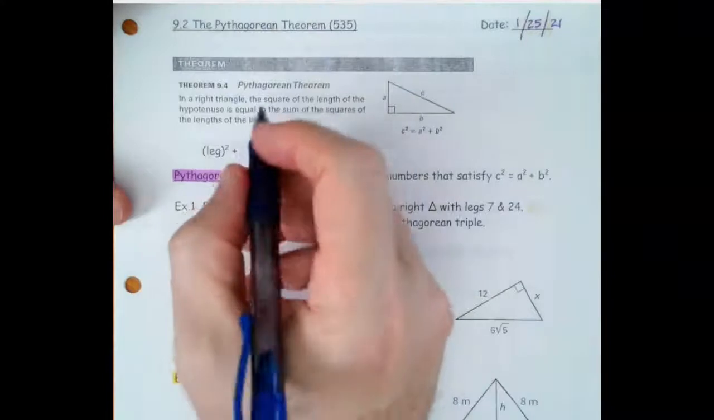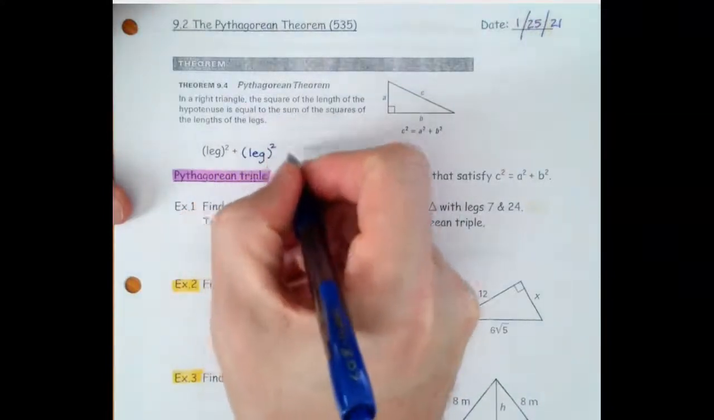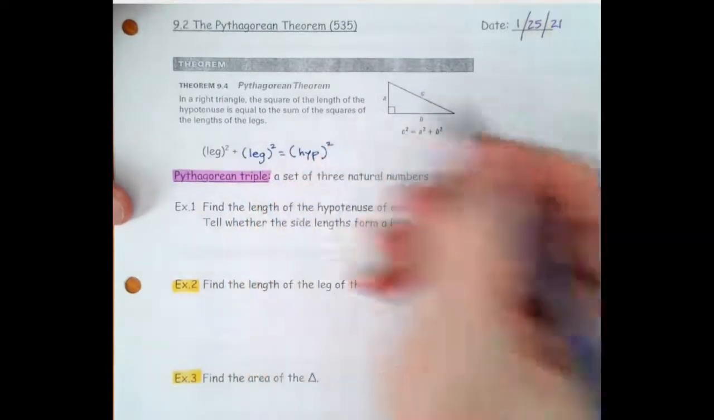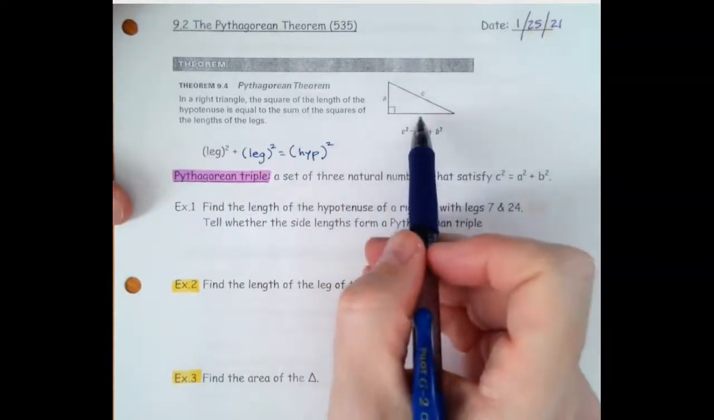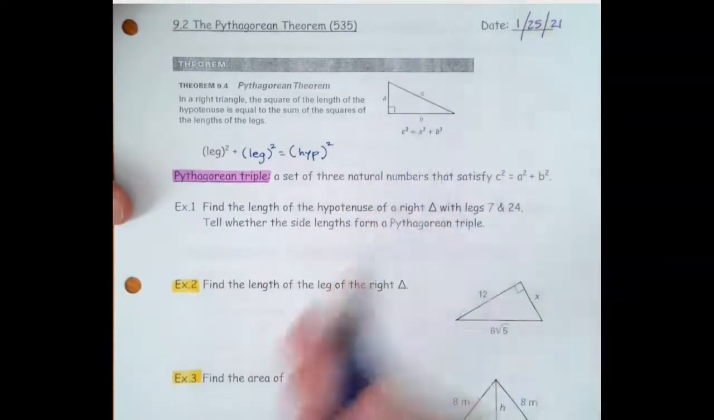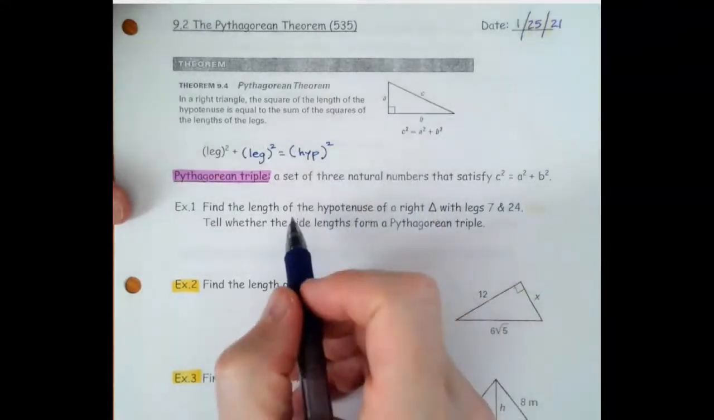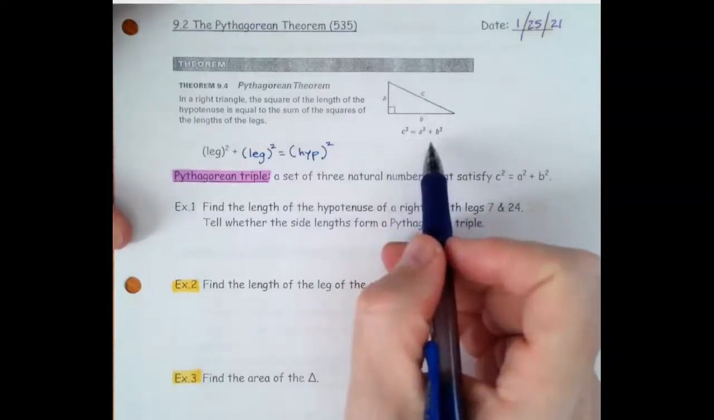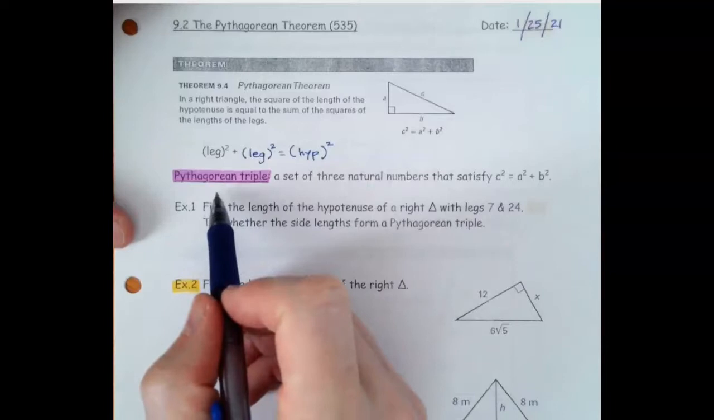So really what you want to make sure that you understand is it's a leg squared plus a leg squared equals the hypotenuse squared. Okay, so it's the two perpendicular sides, each squared and then added together, and that's equal to the hypotenuse squared. So that's one thing you want to make sure that you understand. It's not necessarily these letters that are so important. It's this idea here. The next thing we want to talk about are Pythagorean triples.